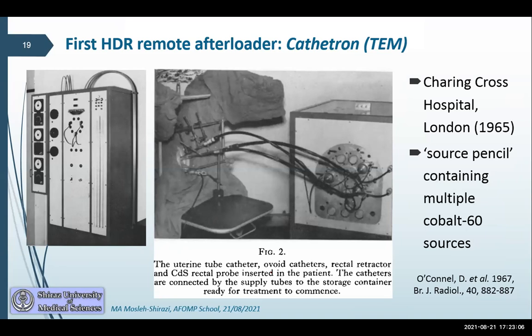A source pencil containing multiple cobalt-60 sources was the geometry of interest. Is this the probe that you see? It's a rectal probe, i.e., an in vivo dosimeter to check the quality and make sure of the correct delivery. Even those years ago.